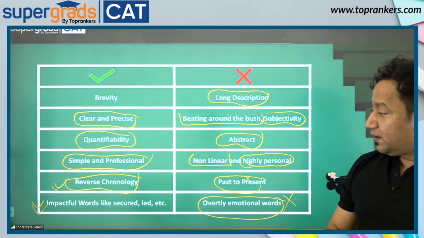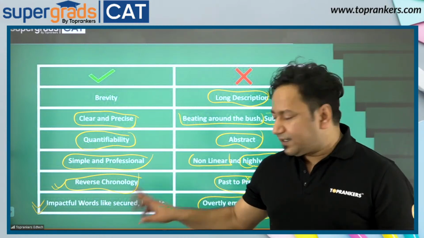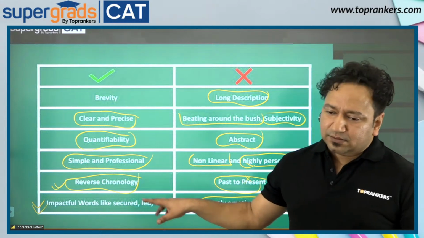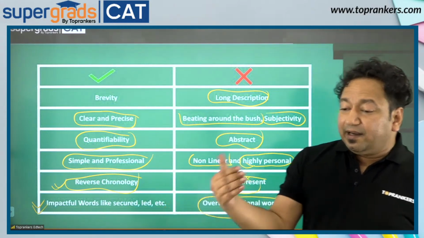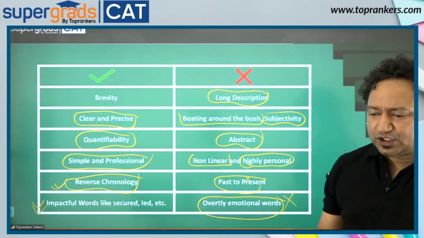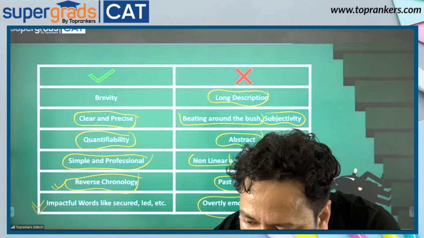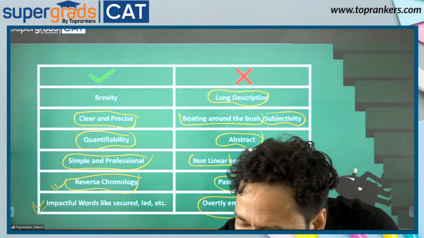I secured first rank. I led a team of six. I led a team of six is an impactful statement. I loved my team. That is overtly emotional. So you should not be writing overtly emotional words. Clear? Let me look at the queries now.